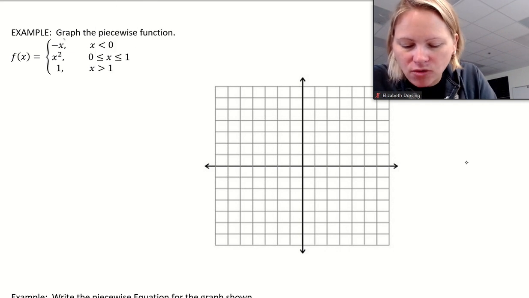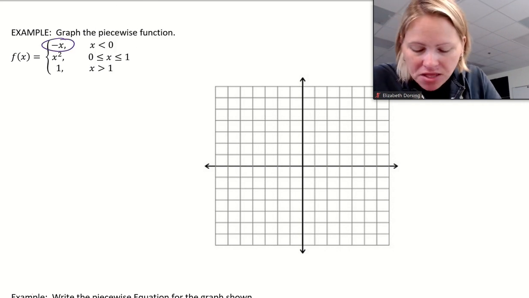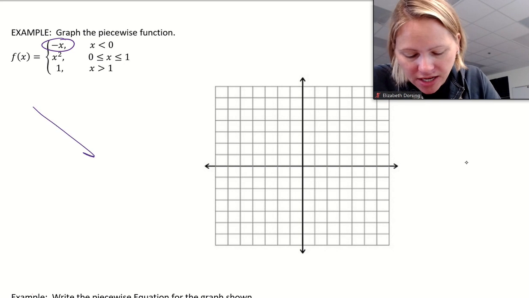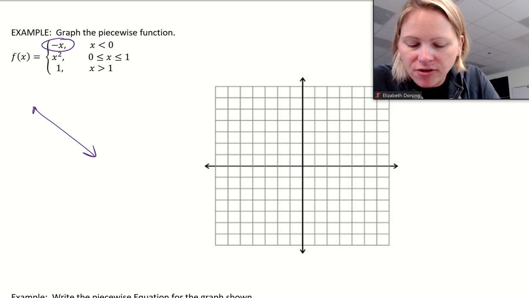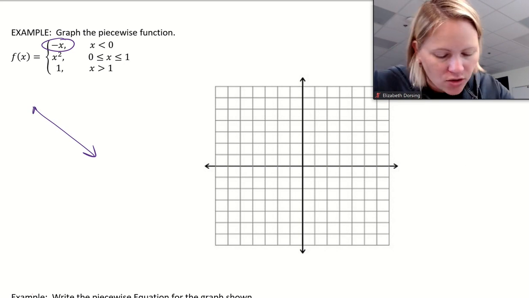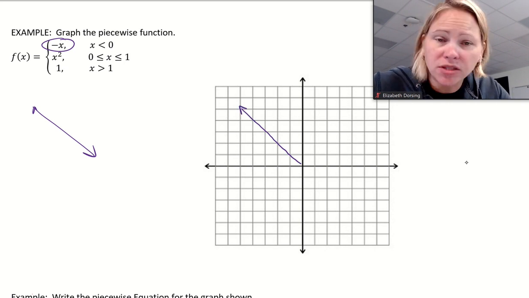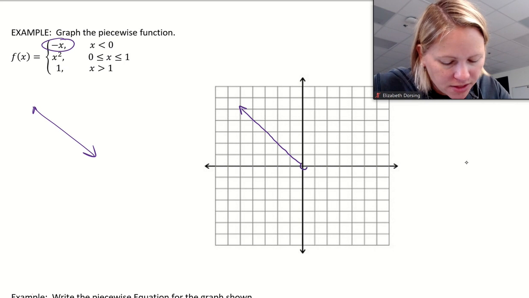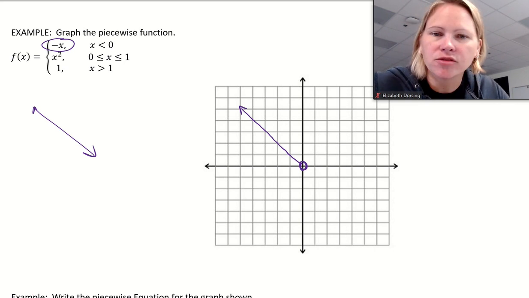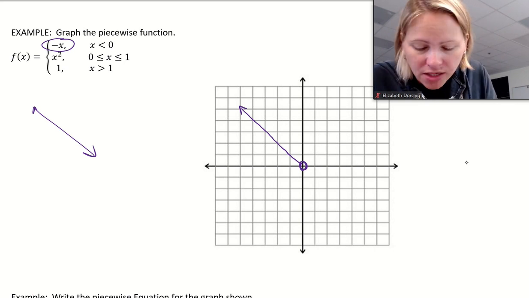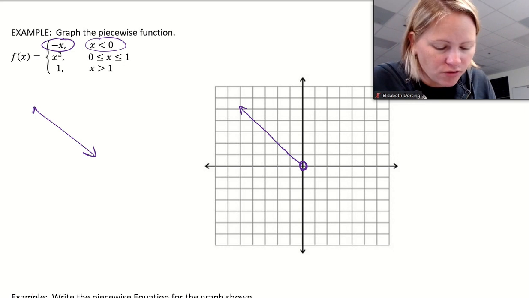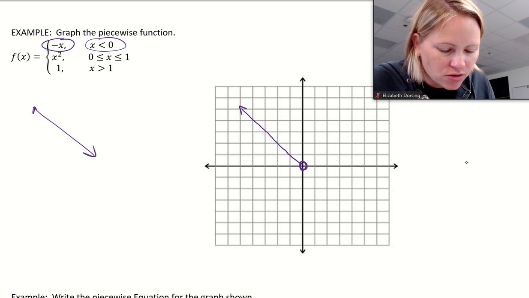If you have the line y equals negative x, that's the line y equals x with a negative slope. And it's for every value less than 0. So I know that y equals x looks like this, and actually it would continue all the way through. But because it's a piecewise function, it goes up to, but doesn't include 0 because of the strictly less than. So for all values less than 0, this is what this graph looks like.